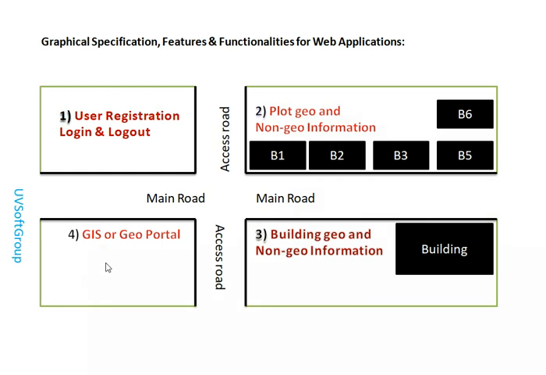And then there is the fourth part of the functionalities of the application. This is the GIS and geo portal. That means all the registered users with their physical addresses, and all the registered plots, buildings, floors, and units have to be presented in the geo portal.